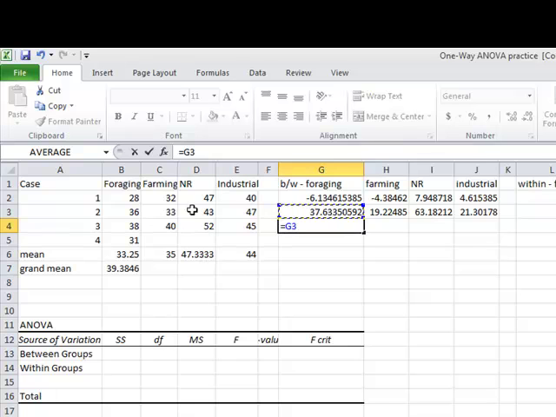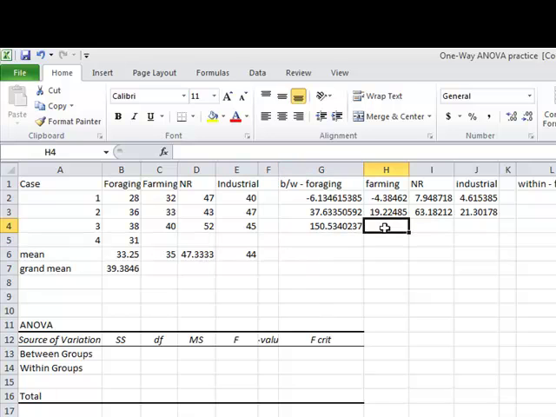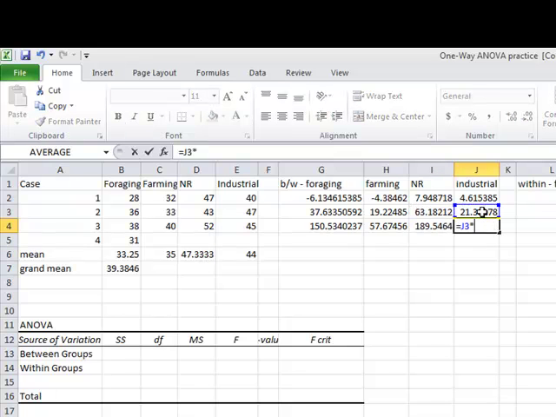times the sample size. Okay, so for foraging group, this foraging culture's sample size is 4, so times 4. Now for farming, sample size is 3, so you times 3, so on and so forth, times 3 and times 3 because sample size is 3. Okay.